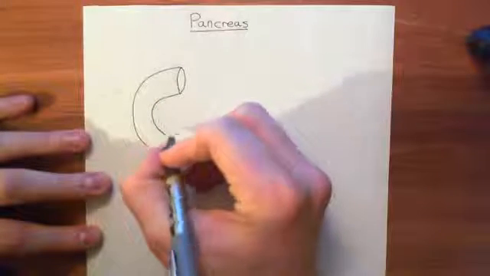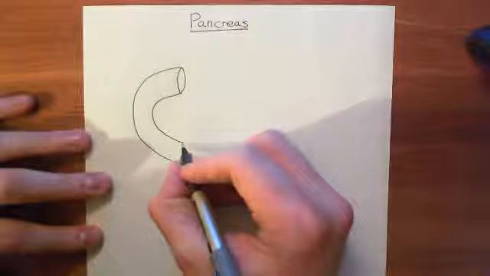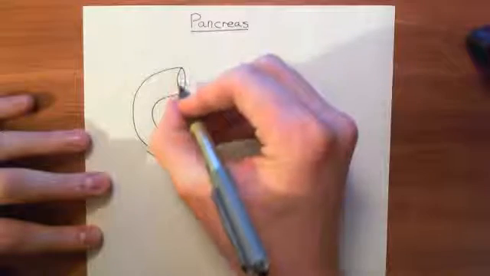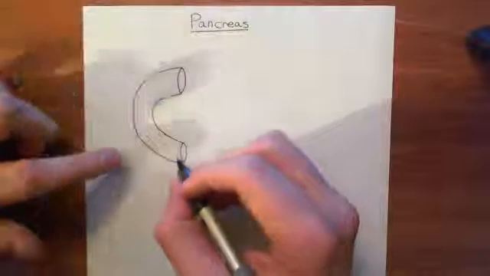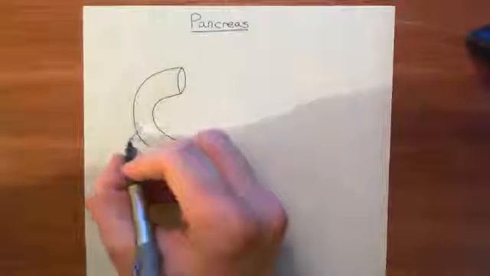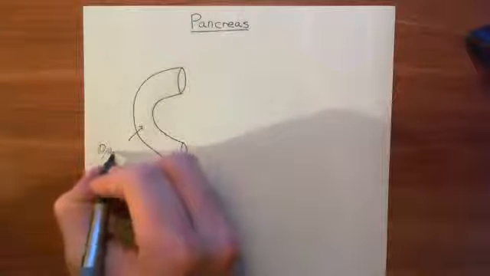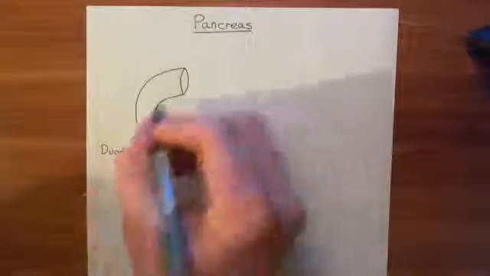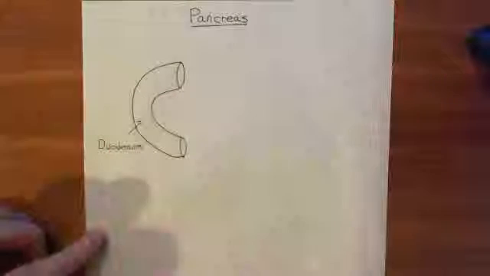So the head of the pancreas is going to be sitting here. Okay, so I'm only drawing a portion of the duodenum. I'm not drawing the whole thing. So here we can imagine that we've cut the duodenum here and we've cut the duodenum here. And this is the superior portion and this is the inferior portion. Okay, so this is meant to represent the duodenum, which is the first portion of the small intestine.